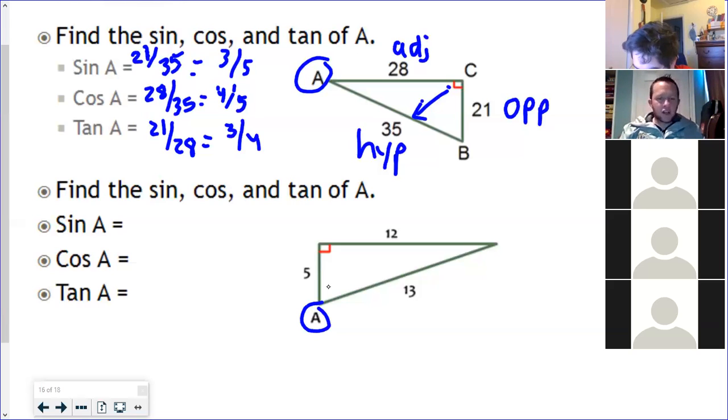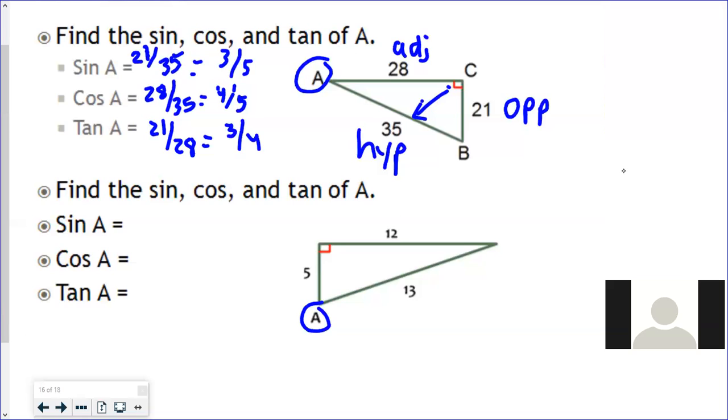All right, I need a volunteer to unmute. Tell me how you labeled your sides and how you got sine, cosine, and tangent of angle A. If you don't volunteer, I will just look at my list here and call someone out. All right, we're going to do it then.